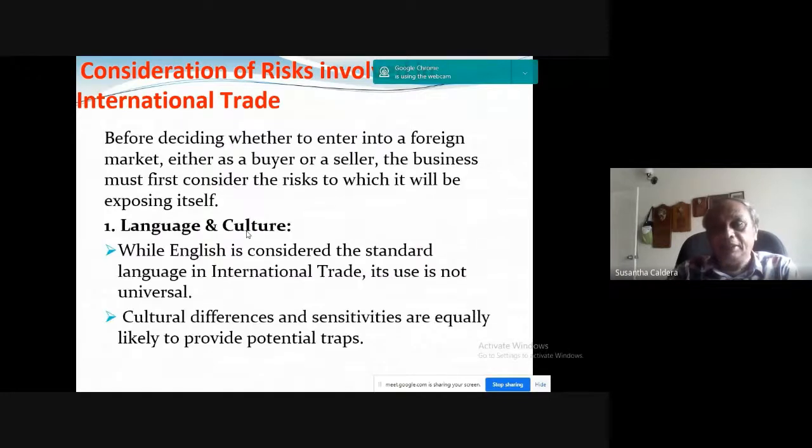Right. Consideration of risk involved in international trade.